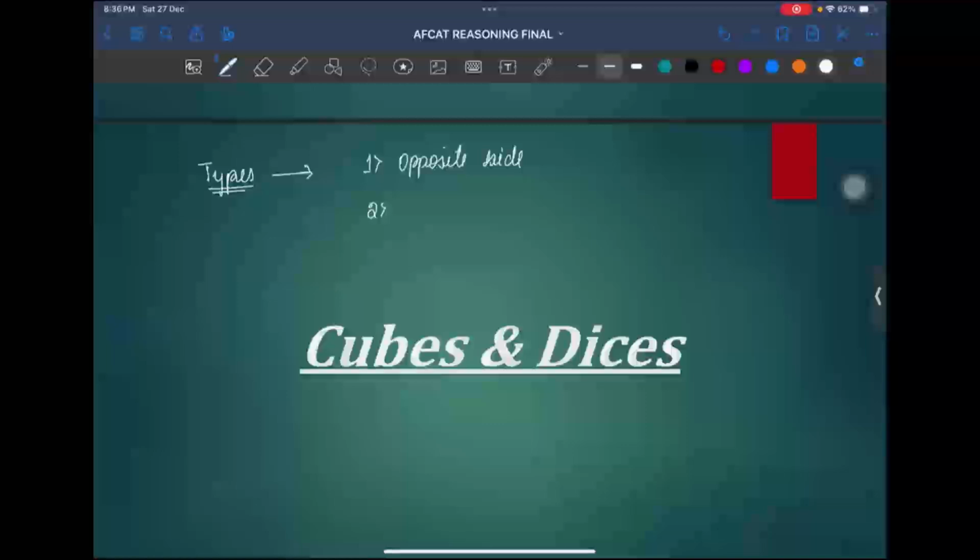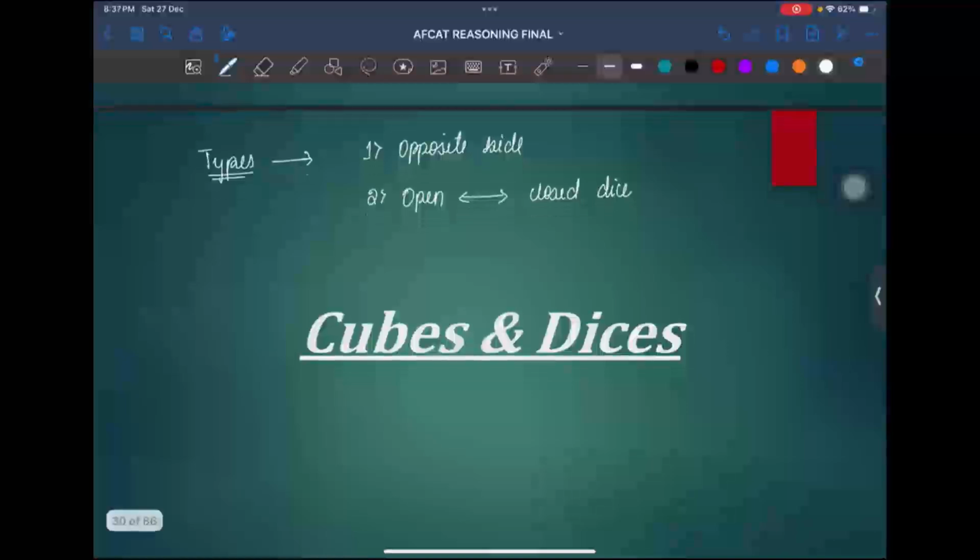The second type of question will be, there will be an open dice. I'll explain what open dice and closed dice are in the next part. You just need to find the image of a closed dice, or vice versa. So majorly you'll have two types of questions. One is to find the opposite side of a dice, and the second is to find the closed dice image or the open dice image, which you will see in the further questions.